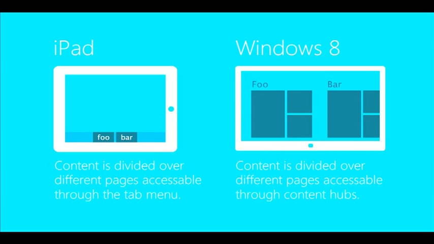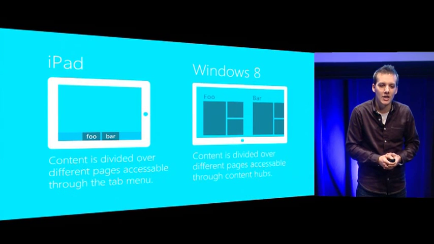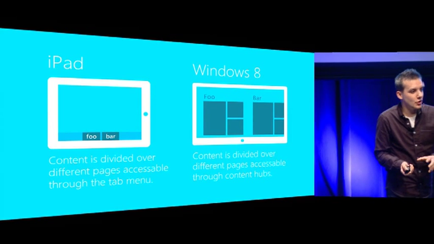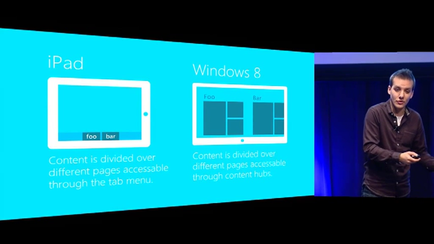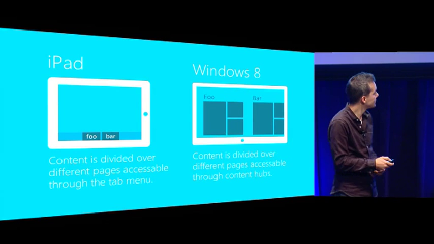If you look at iPad home pages, most home pages have this tab menu at the bottom. And the tab menu has iconography that explains you can go to this section by clicking on this icon, and then you'll see that piece of content. On Windows 8, it's a little different. There is no concept of a tab bar at the bottom. You use hubs instead, content hubs. And those content hubs work a little bit in the same way as your tab bar, but the difference is you don't use an icon to represent your content. You use your actual content.